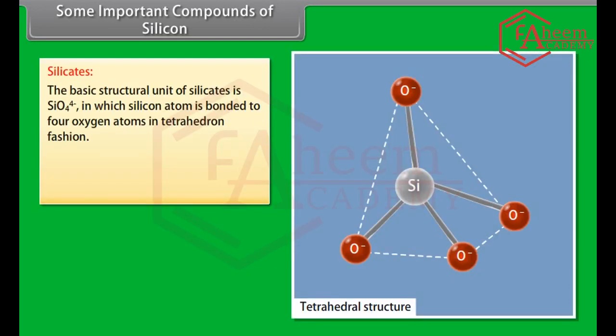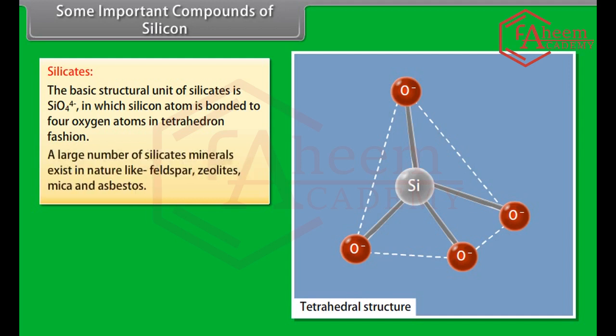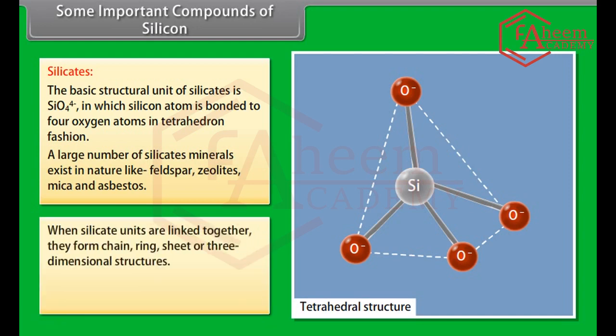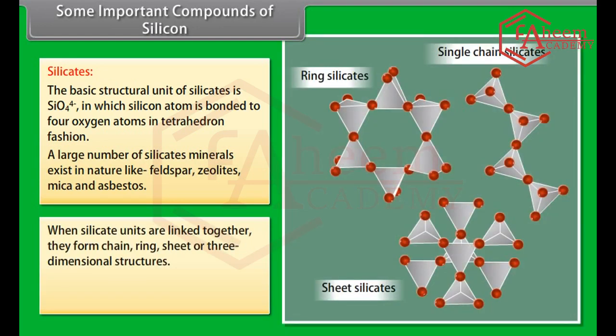Silicates. The basic structural unit of silicates is SiO4 4-, in which silicon atom is bonded to 4 oxygen atoms in tetrahedron fashion. A large number of silicate minerals exist in nature like feldspar, zeolites, mica, and asbestos. When silicate units are linked together, they form chain, ring, sheet, or three-dimensional structures. Glass and cement are 2 important man-made silicates.